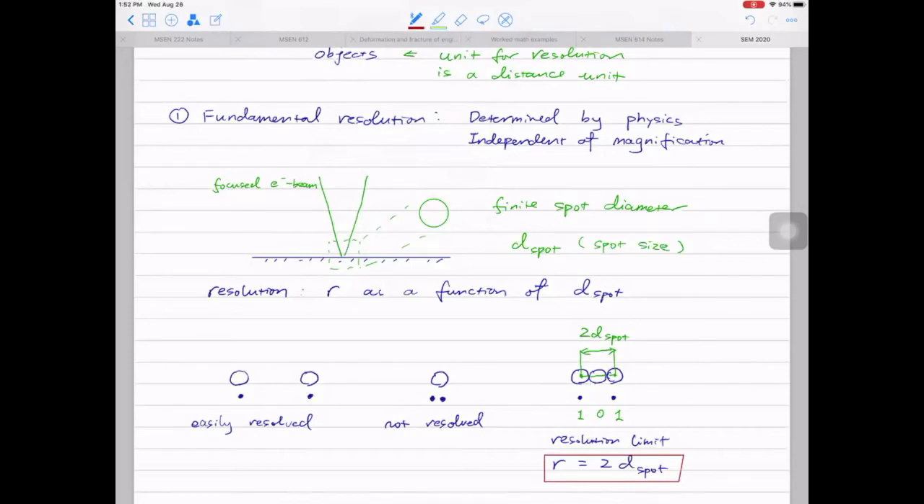In some SEMs, the instrument will actually tell you the spot size, the beam size. In many cases, it ranges from 1 nanometer to 5 nanometers. If the instrument tells you the spot size is 1 nanometer, then you know that the resolution is 2 nanometers. If the instrument tells you the spot size is 5 nanometers, you know the resolution is 10 nanometers.